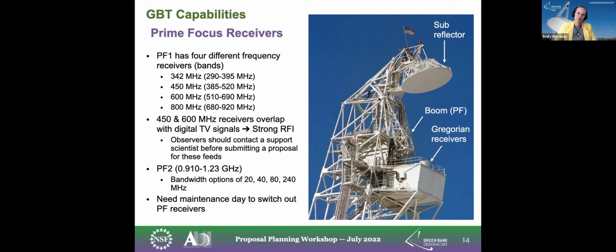Also, for these prime focus receivers and for the Gregorian receivers, the receivers that are on the telescope are determined by the demand of the accepted proposals. So we have a scheduling system that schedules observations, and also we switch out the receivers. If there's a lot of proposals that requested 800, that one will be on the telescope more often than 342. And the same with the Gregorian receivers.